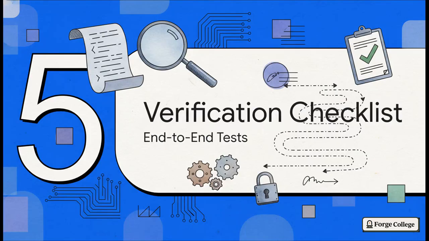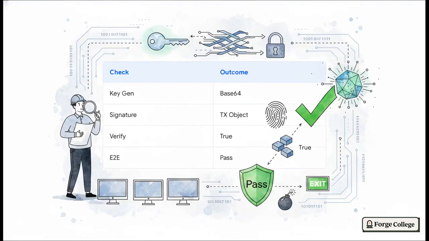All right, section 5, our verification checklist and end-to-end tests. Okay, here are the 5 end-to-end checks you absolutely must run to ensure your scripts are airtight. First, key generation must output clean base64 strings. Second, signature creation needs to yield a full transaction object. Third and fourth, your signature verification and your Merkle proof verification must both return true. And finally, your automated PyTest suite has to run cleanly from start to finish with 0 errors, giving you that sweet exit code 0.